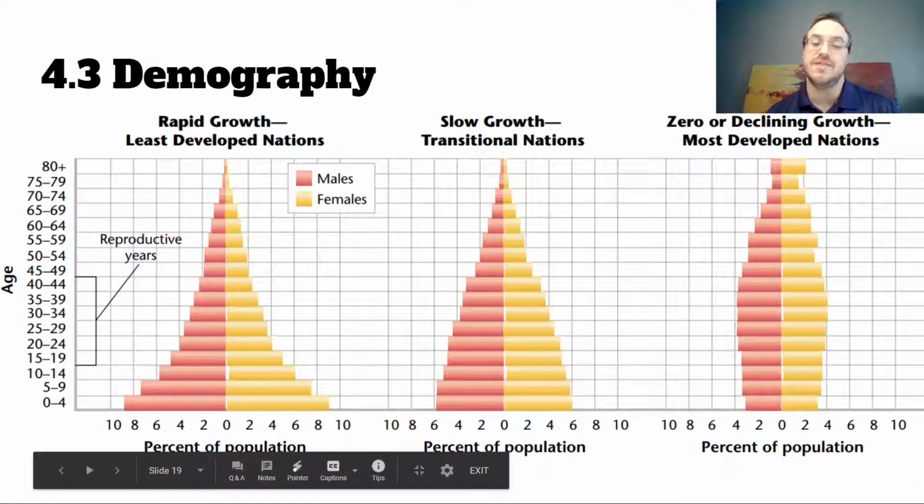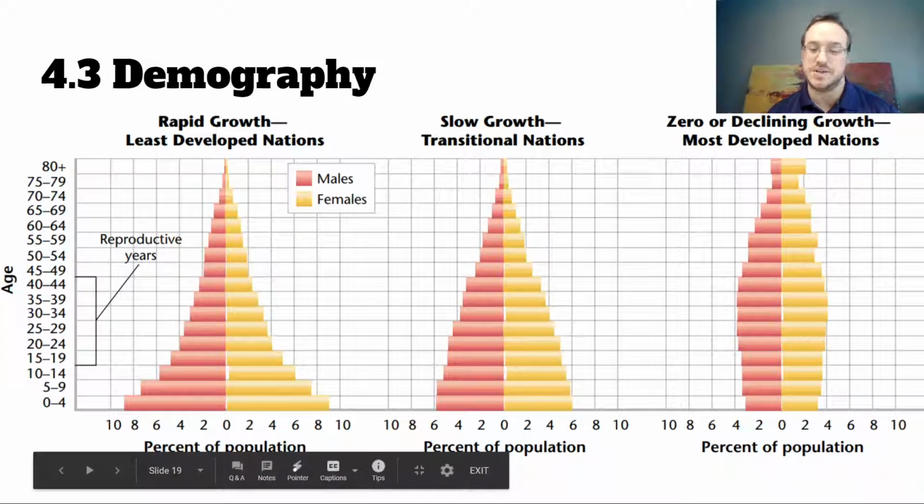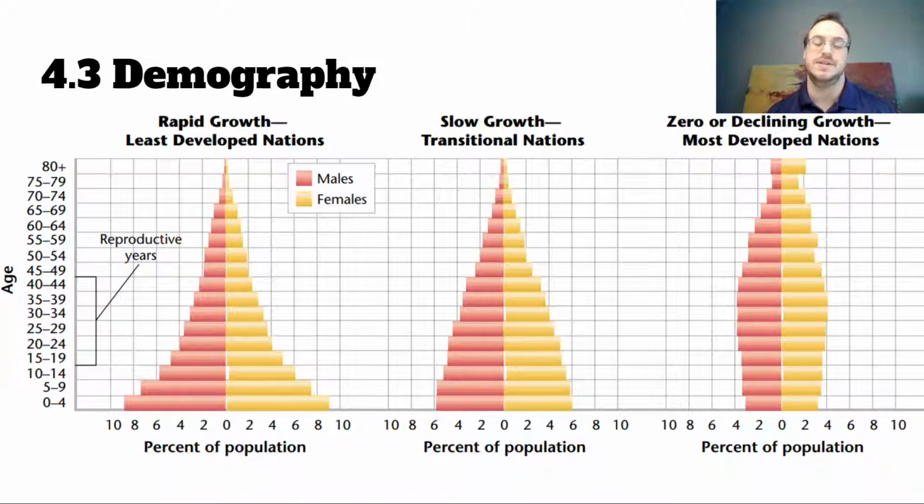But we also have a larger, older generation. So compare this one, 80 plus, there's barely any there. Still almost nothing, but this is a much larger percentage of the population, all right? Remember, that's the x-axis down here. Percent of population, age is on the y-axis. Pretty easy to read these.